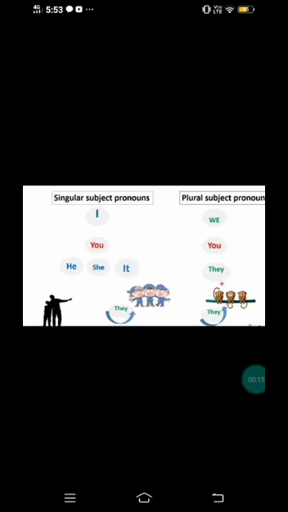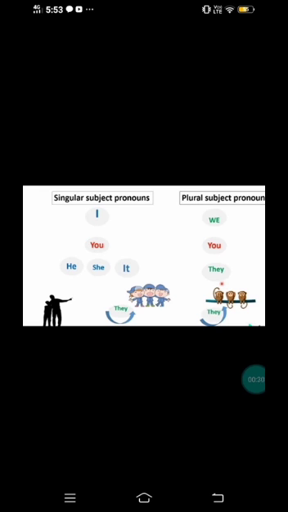Before going into today's topic, let's have a quick recap of yesterday's session. In yesterday's session, we have learnt about first person, second person and third person, right? In pronouns, we have learnt about subject pronoun and object pronoun.